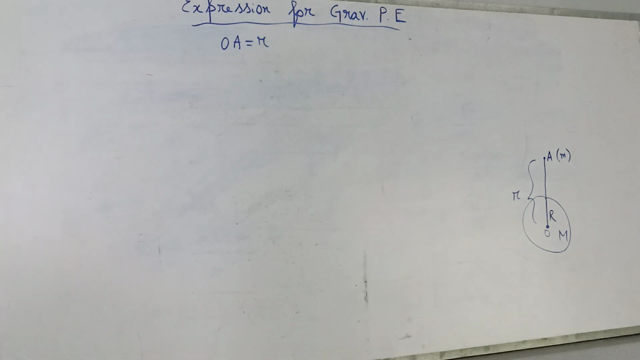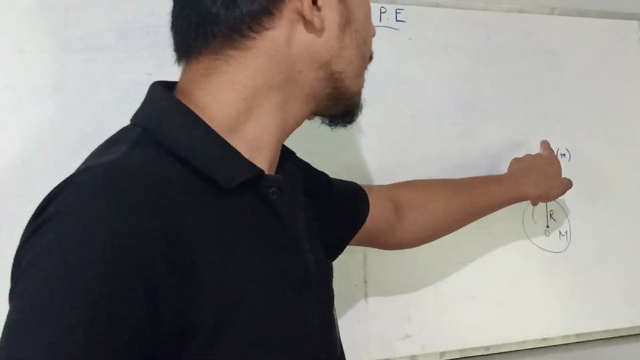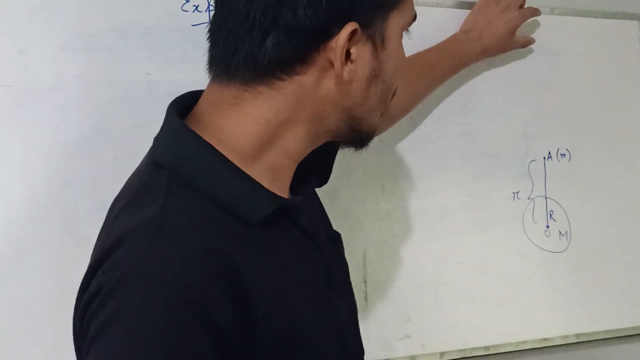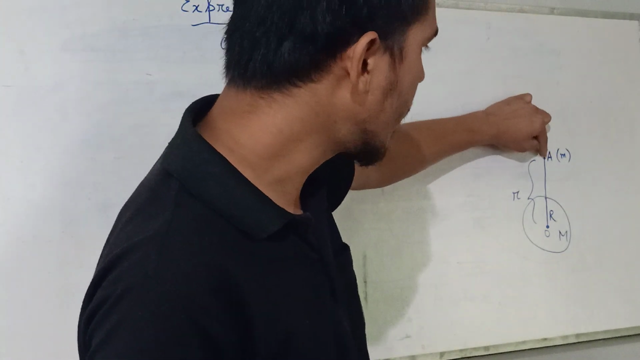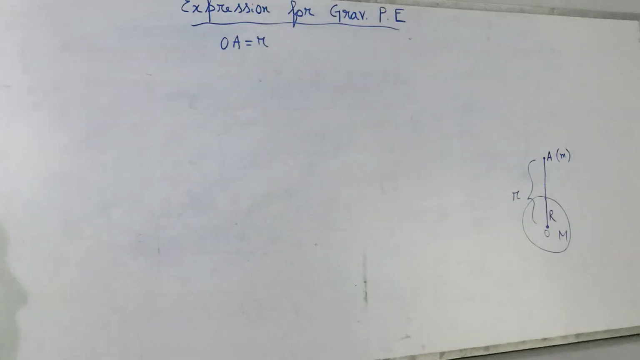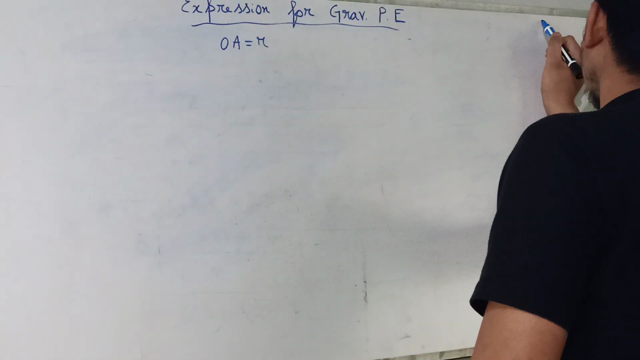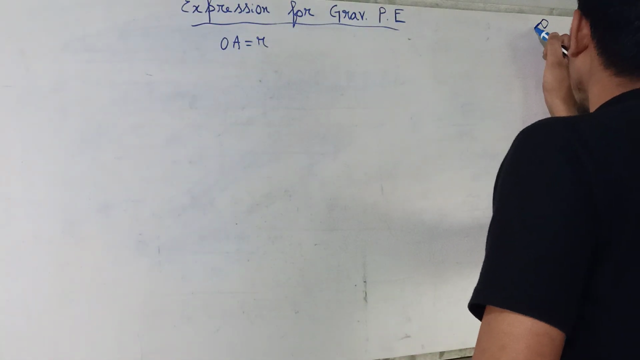Now, from the definition, the gravitational potential energy of the body at point A will be given by the work done in bringing the body from infinity to point A. So how much work is done in bringing the body from infinity to this point A? It gives you the gravitational potential energy of the body at point A.